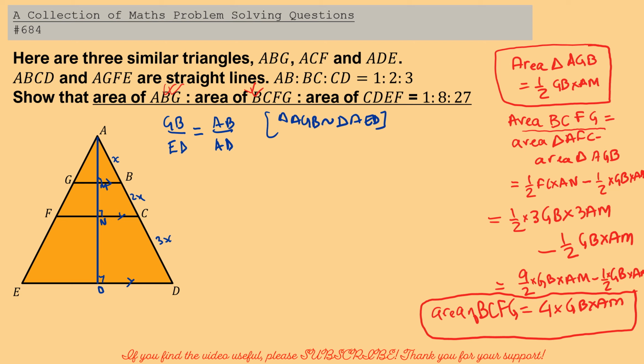So I can also now say that GB out of ED equals X out of AD, which would be 3 and 2 5 and 1 6x, so that equals 1 out of 6. So therefore ED equals 6 times GB. So that's the base of the triangles.